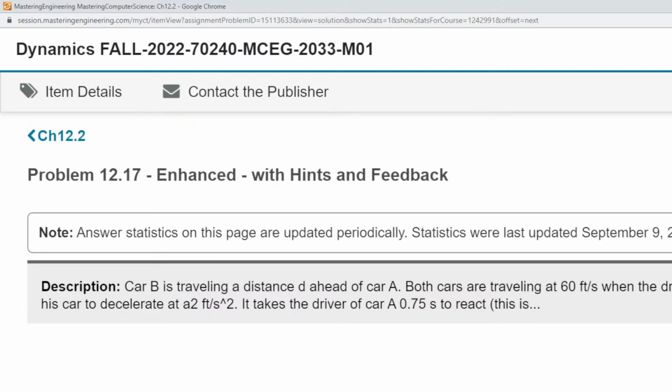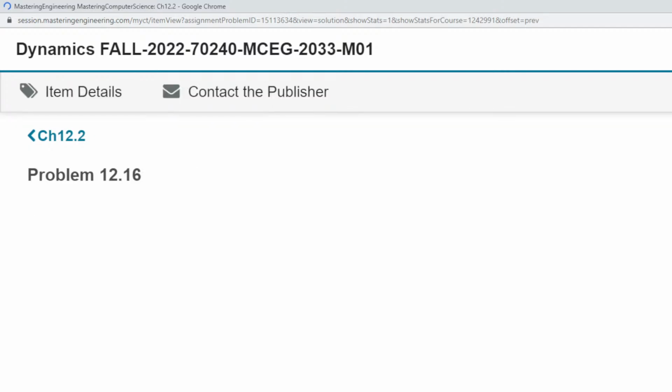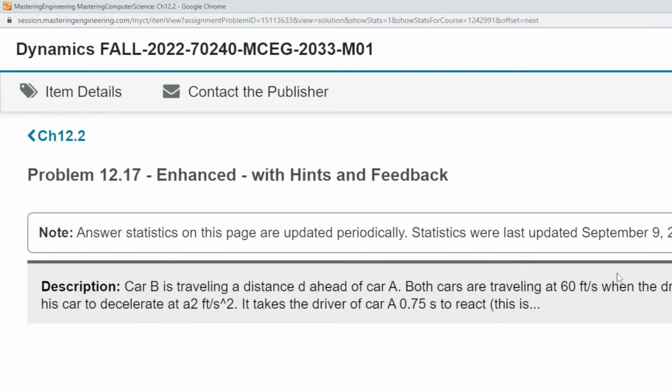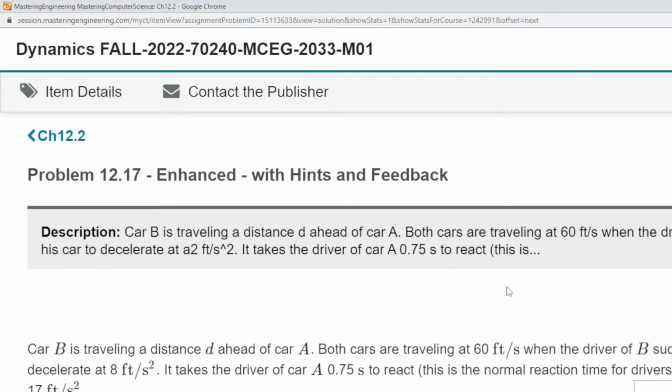Okay, this one, wait, let's go back one. Okay, let's go forward one. Okay. So there's the description, and then the description under it. Okay. So it just says 2 cars.